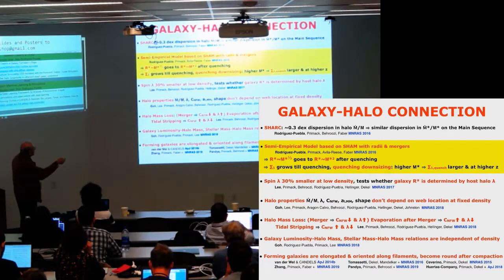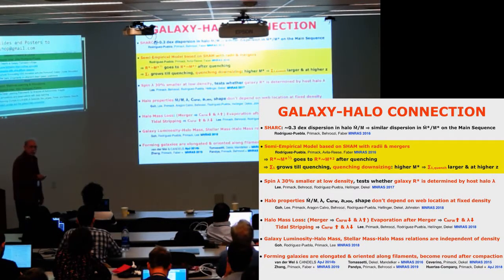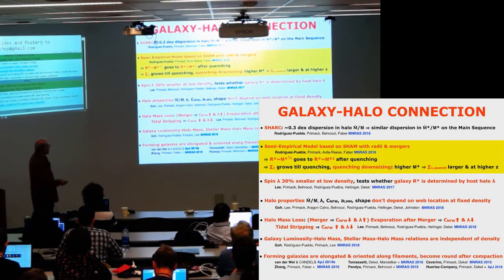The radius, that's the effective radius, the half-light radius, grows slowly, roughly as the stellar mass to the 1/3 power in star-forming galaxies, but switches over and grows much more rapidly after quenching, and this is due to minor merging. And also, the central surface brightness in the inner kiloparsec, sigma 1, as Sandy likes to call it, grows until quenching, and it's higher in higher mass galaxies, and the quenching occurs at higher redshifts. So there's a quenching downsizing phenomenon.